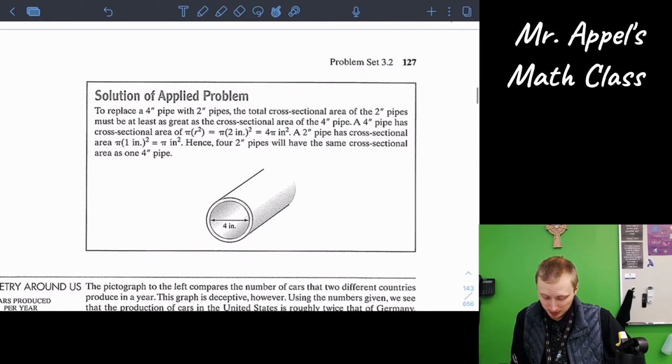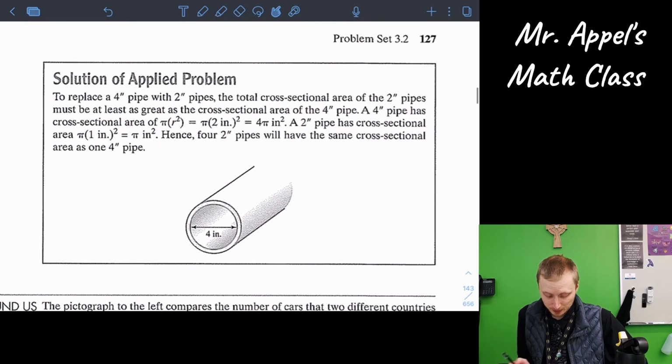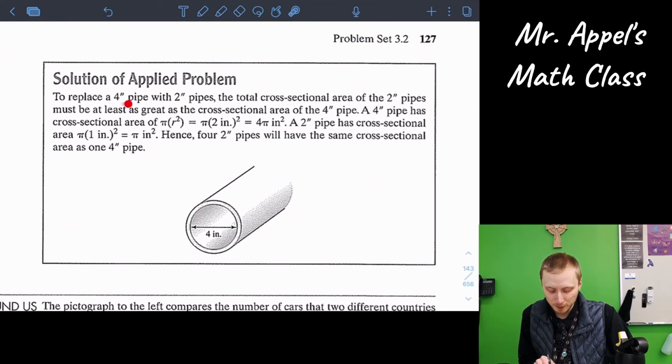So, how about that pipe? To replace a 4-inch pipe with 2-inch pipes, the total cross-sectional area of the 2-inch pipes must be at least as great as the cross-sectional area of the 4-inch pipe. A 4-inch pipe has cross-sectional area of pi times radius squared. With a 2-inch radius, we get 4 pi inches squared. A 2-inch diameter pipe has a 1-inch radius, so just pi inches squared.